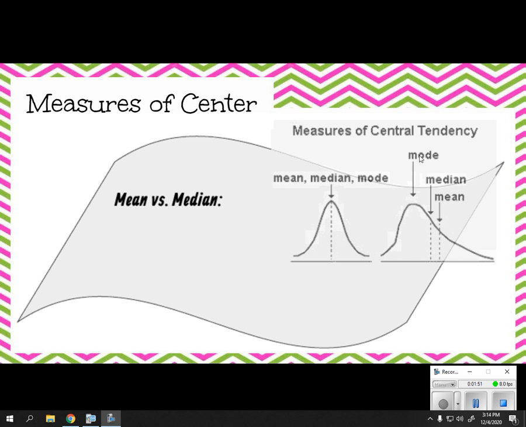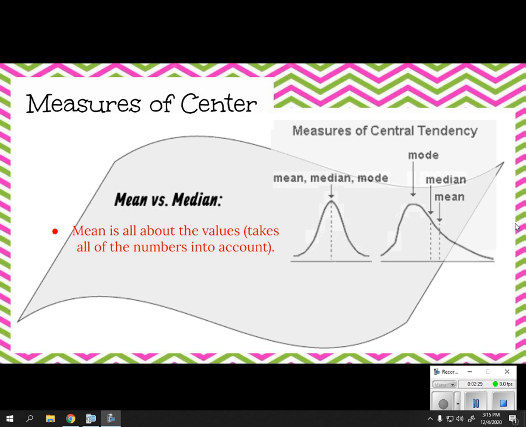That's what the mode is, right? The number that happens the most. The median is the very middle number. If I organize them and put them in order from least to greatest and look to see what number is in the very middle, and then the mean is the average of the numbers, they don't necessarily have to be the same thing.